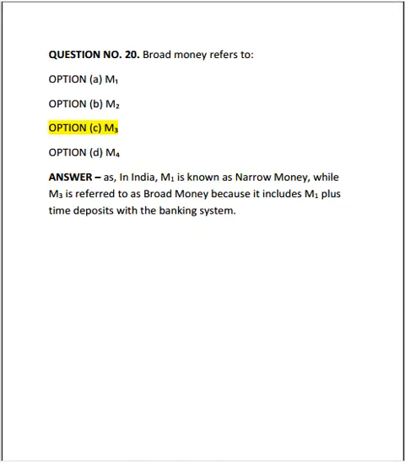Question No. 20. Broad money refers to Option A, M1. Option B, M2. Option C, M3. Option D, M4. Answer, C, as in India, M1 is known as narrow money, while M3 is referred to as broad money because it includes M1 plus time deposits with the banking system.